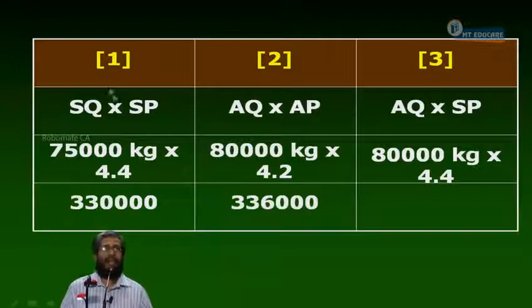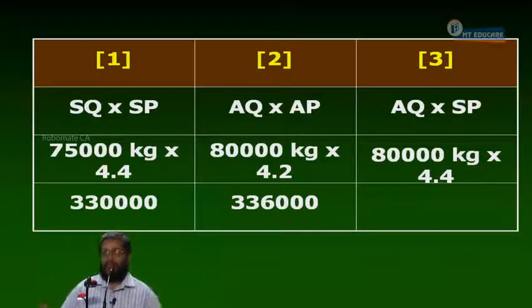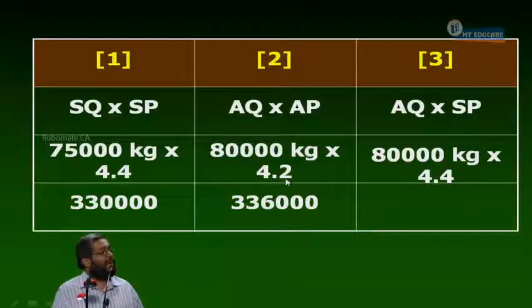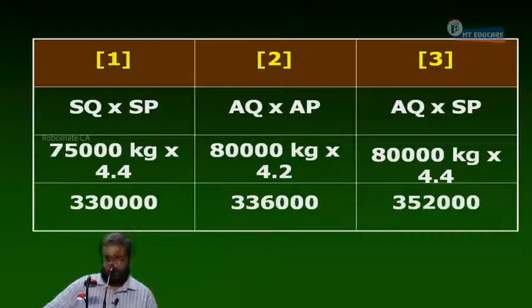Once again, stop writing. Some are looking blank. They said 3,36,000 given. Cost of actual material purchase and use. Actual material purchase and use is what? AQ into AP. What is the number here? 3,36,000. I purchased at how much price? 4.4. How many kgs purchased? 80,000. The third column is 3,52,000. Step 2, variance calculation.